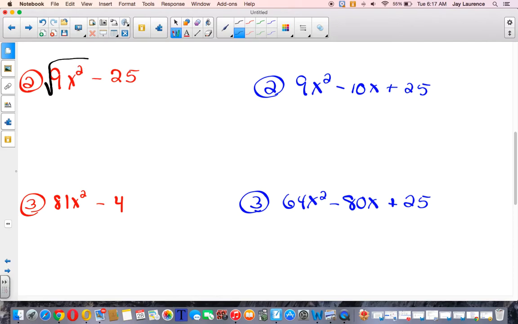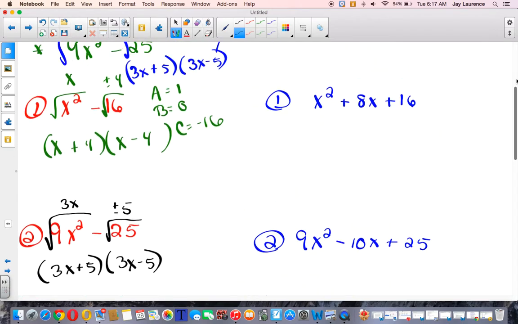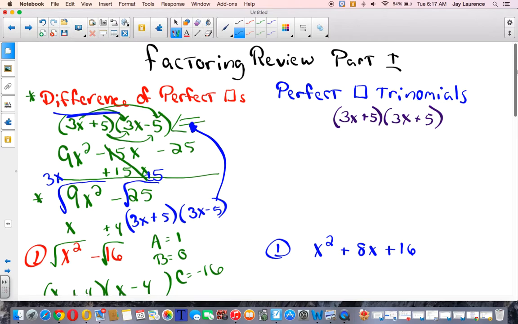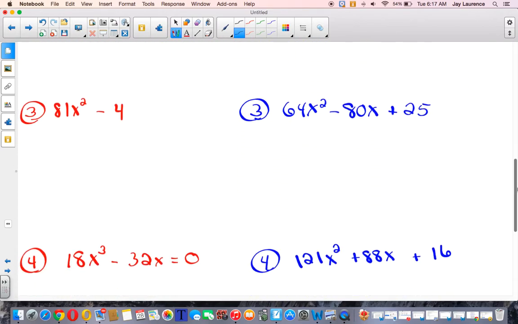First of all, 9x squared is a perfect square. Square root is 3x. 25 is a perfect square. Square root is 5, plus or minus. It was being subtracted. Okay? So this is the difference of perfect squares. I'm going to get a 3x plus 5 in a quantity and a 3x minus 5 in a quantity. Did I just do that problem? Was that problem number 1 all over again? Yeah, it sure was. Sorry about that, ladies and gentlemen.